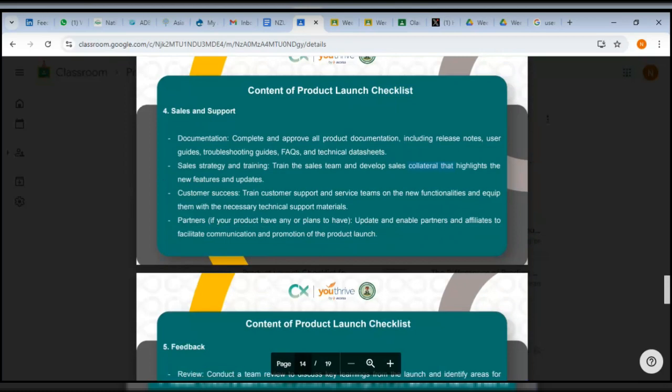And you have the sales report, the documentation: complete and approve all product documentation, including release notes, user guides, troubleshooting guides, FAQs and technical databases. Okay. Remember that someone needs to go through the FAQs. And the FAQs usually are actually prepared for the customer experience team.